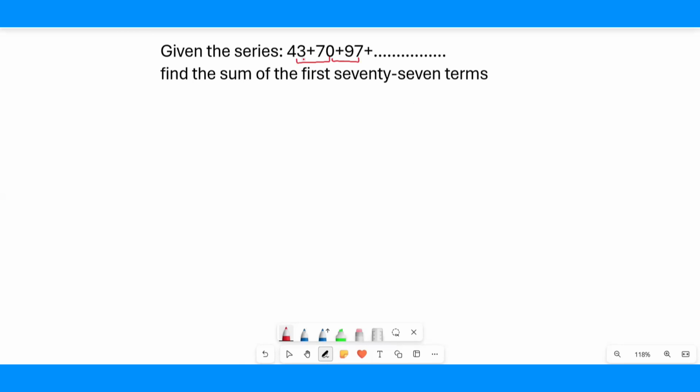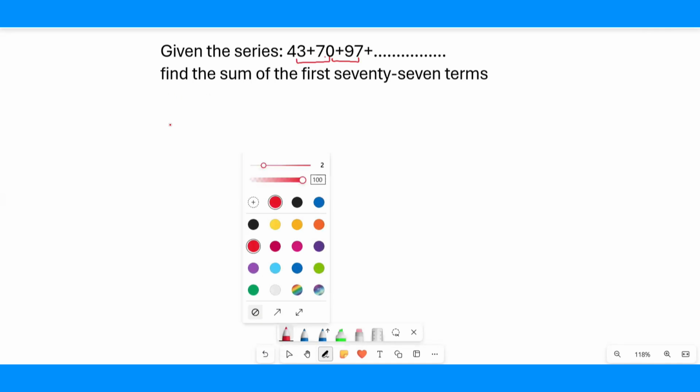If you subtract 43 from 70, we're going to get 27. And if we subtract the 70 from the 97, we're getting 27. So what it simply means is that the common difference between consecutive terms is 27. That means we're dealing with an arithmetic progression.